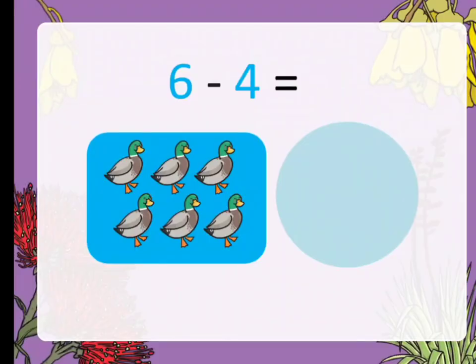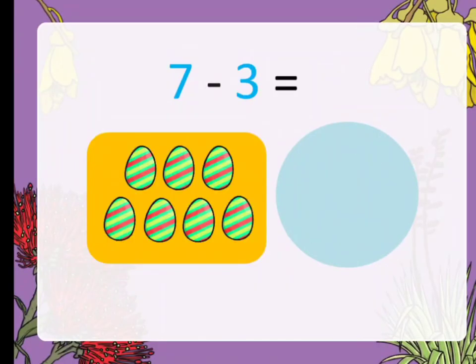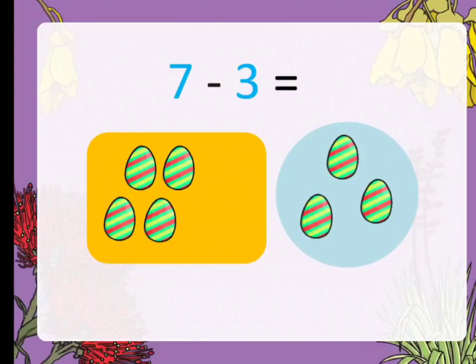Here we have 6 ducks, and we will take away 4 ducks. So 6 minus 4 equals 2. Here we have 7 eggs and we will take away 3. So 7 minus 3 equals 4.